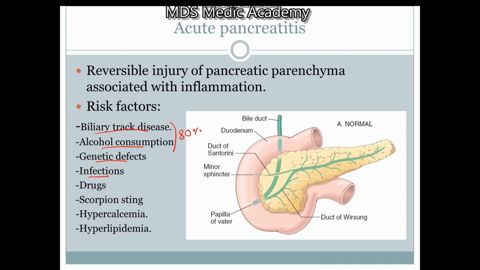Certain drugs such as azathioprine, estrogens, and furosemide are known to cause acute pancreatitis. And there is scorpion sting, hypercalcemia. So once the calcium concentration starts to rise inside the acinar cells, they tend to activate the trypsinogen into its active form, which is trypsin. Many metabolic disorders such as hyperlipidemia are also associated with acute pancreatitis.